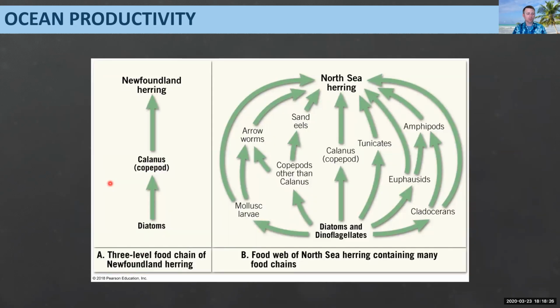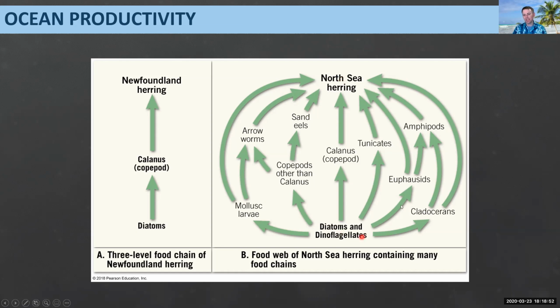One last thing to quickly note before we go, just in case you're not familiar: a food chain is like a straight link to go from diatoms, which are the photosynthetic things, to a copepod, to a herring. A food web shows you all the different paths that this could take. So a diatom is like a little plankton here, and how does it get to a herring, which is a fish?